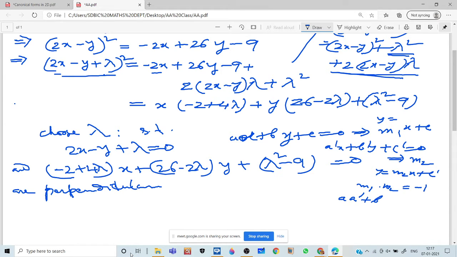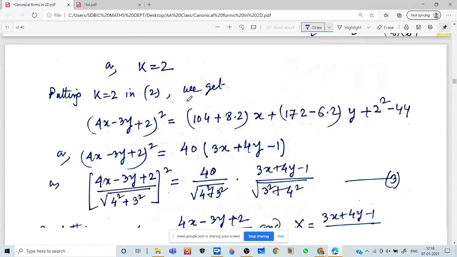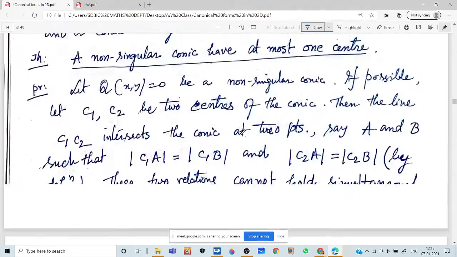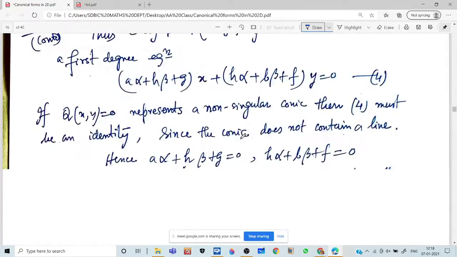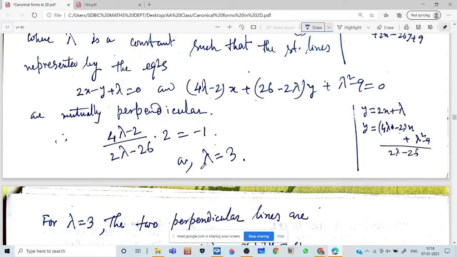This is the condition. So here a is 2, so for perpendicularity, 2 into (minus 2 plus 4 lambda), plus here b is equal to minus 1, so minus 1 into (26 minus 2 lambda), must be equal to 0. And you get this condition, from which you get lambda equal to 3.